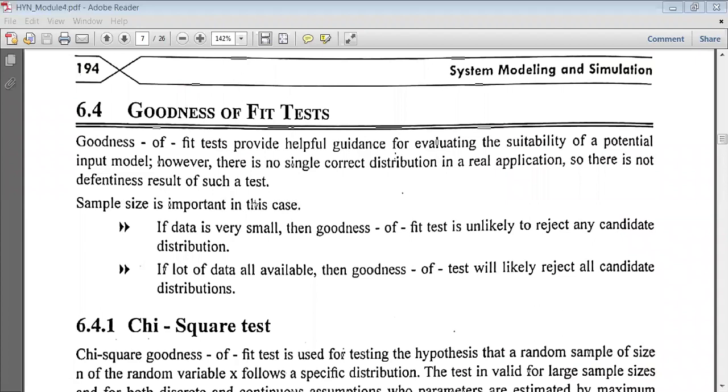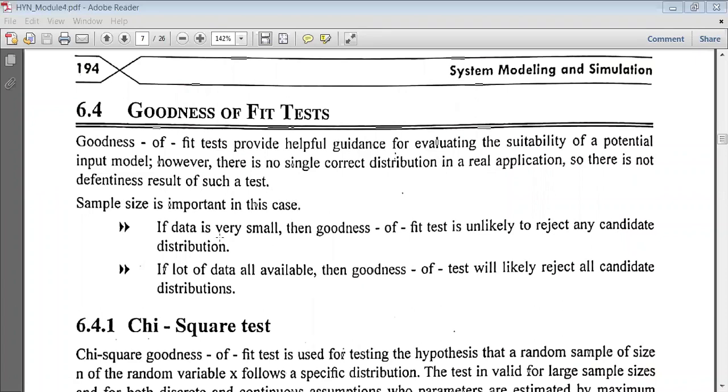So the goodness of fit test is basically used for evaluating the suitability of a potential input model. That means if I want to select any input model for simulation, then I have to check whether it is suitable or not. In order to do that, we have to perform the goodness of fit test. However, there is no single correct distribution in real-time applications, right? So there is no definiteness for the result of such a test.